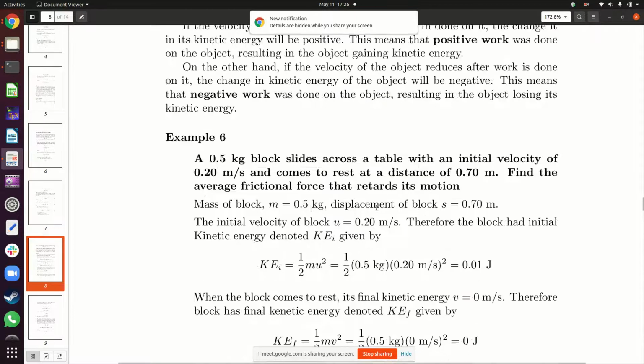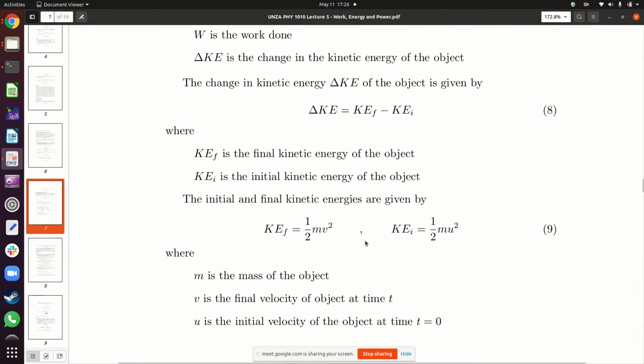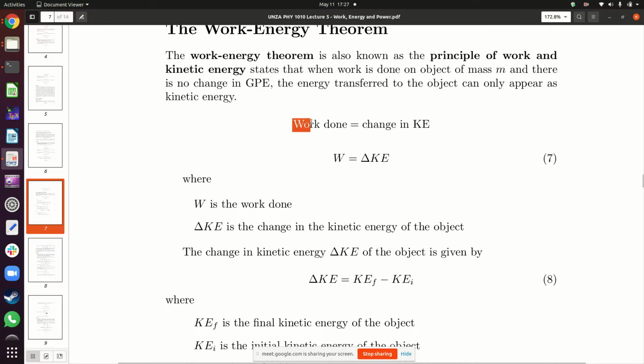The Work-Energy theorem states that the work done is equal to the change in kinetic energy. So if you have got a change in kinetic energy on a flat surface, then that change in kinetic energy is equal to the work done. That's what the Work-Energy theorem states. Are we clear?